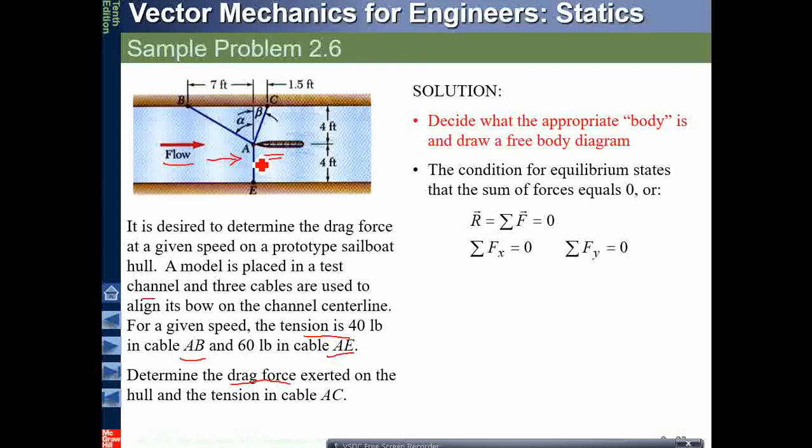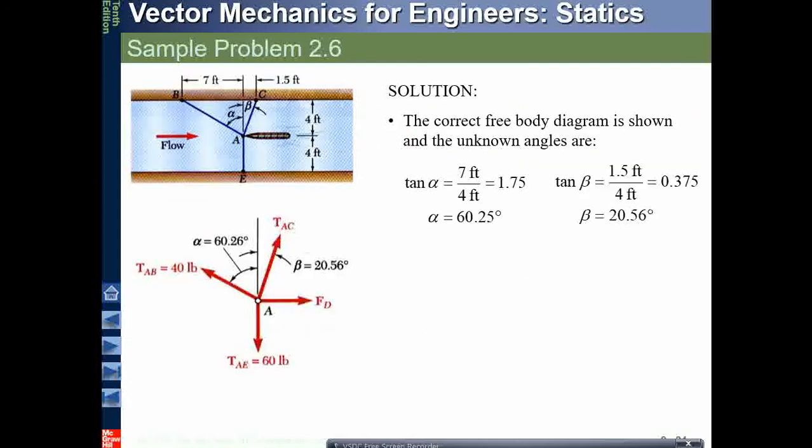Okay, I'll use this condition of equilibrium and try to solve the problem. So my FBD is very easy now. This is one vector TAC, this is TAB, and this is TAE. Three vectors are there, and since I need to find out the drag force, this is the drag force, FD.